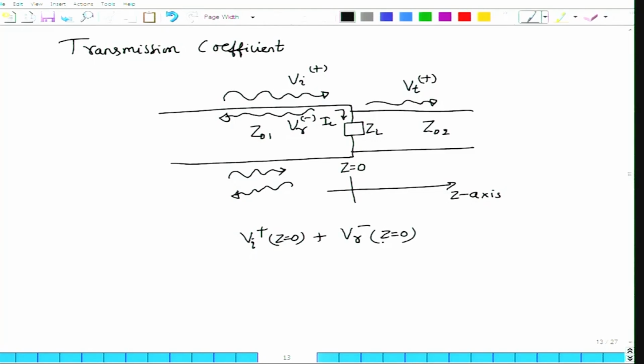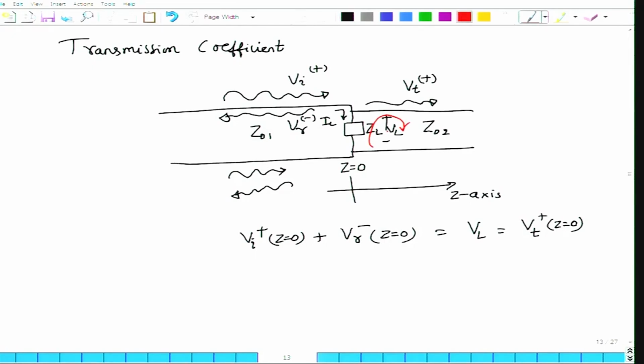This is the incident plus the reflected voltage on the transmission line at z equal to 0. This should be equal to VL, but I know from KVL that whatever voltage is there at VL must also be the transmitted voltage on the second line at z equal to 0. From this KVL this is very clear.